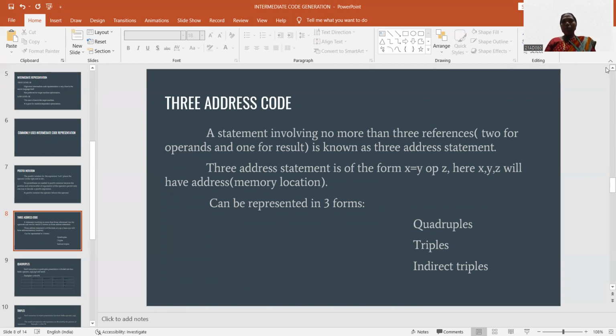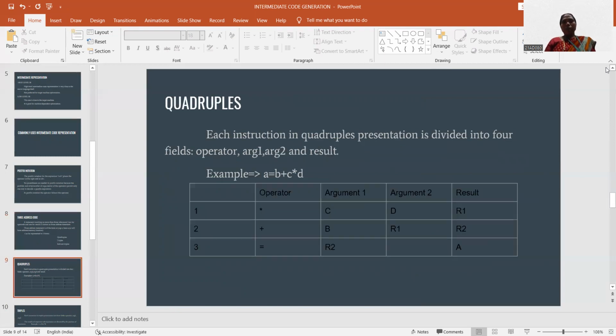It can be represented in three forms: quadruples, triples, and indirect triples. Next, we'll see each and every intermediate representation. The first one is the quadruple. Each instruction in the quadruples representation is divided into 4 fields. It is called operator, argument 1, argument 2, and the result.